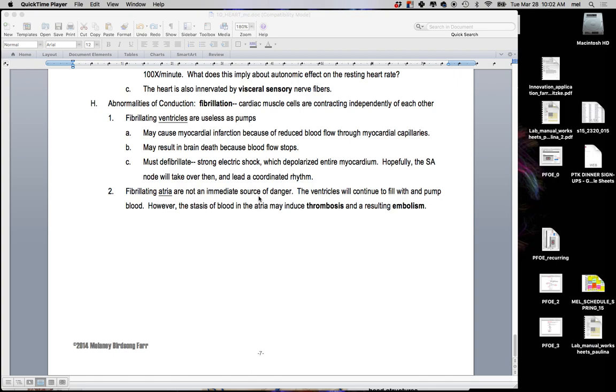Okay, so what can happen is you can get some abnormalities of conduction. This one is called fibrillation. There's two different kinds of fibrillation. One of them is a way bigger deal than the other one. Atrial fibrillation is when your ventricles are still doing what they're supposed to do, and they will continue contracting because the AV node does its own thing, even if the SA node doesn't tell it what to do, right? So the ventricles will continue contracting, but your atria are spazzing out, right? So your atria are doing this and your ventricles are still doing this.